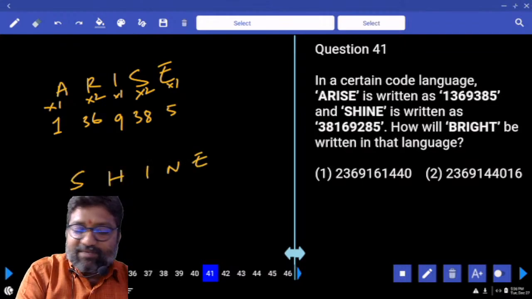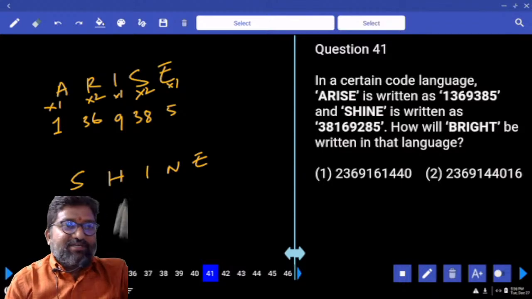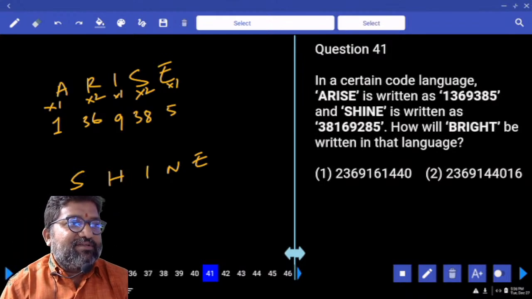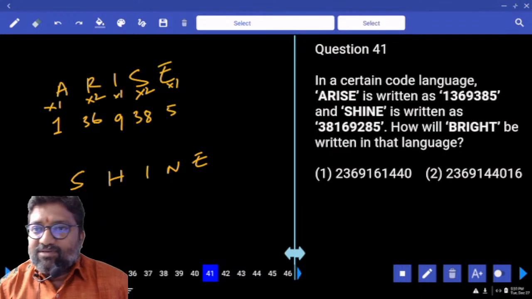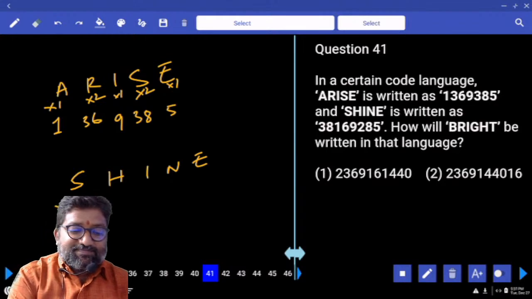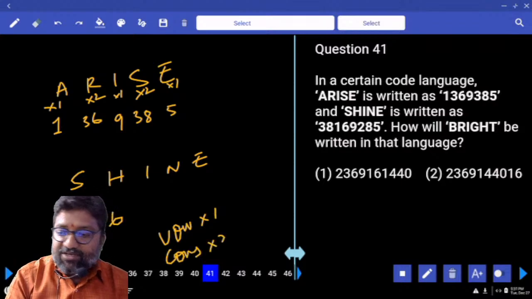SHINE. 38 became, that means into 2 into 1 into 2 is done. First time the starting into 1 came, here into 2 came. We understood what this is: vowels into 1, consonants into 2. H also became 16. So what's the logic? Vowel into 1, consonant into 2.